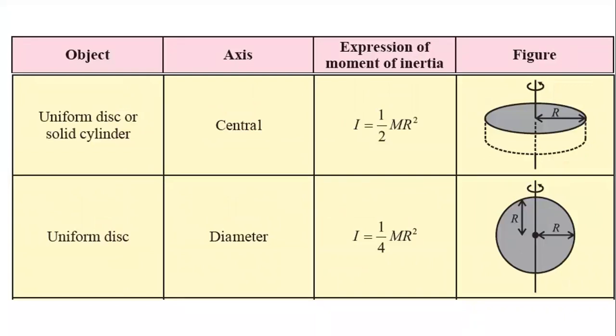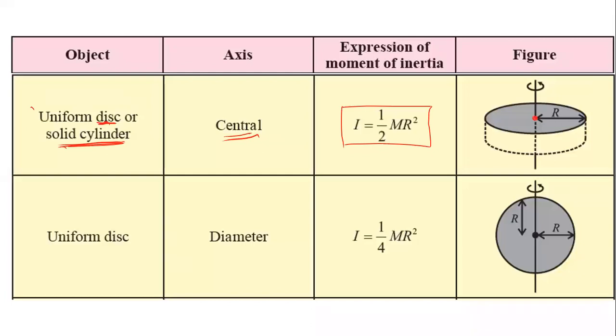Now next, uniform disc or cylinder, solid cylinder. And the axis is passing through center and perpendicular to the plane of disc. So this is the axis, you can see the axis. Now moment of inertia is 1 by 2 mr square, that we already proved.